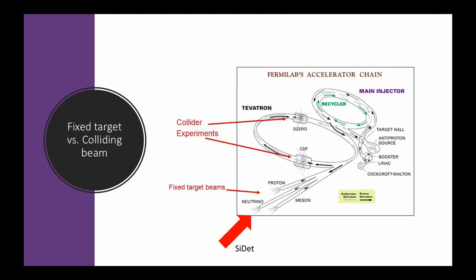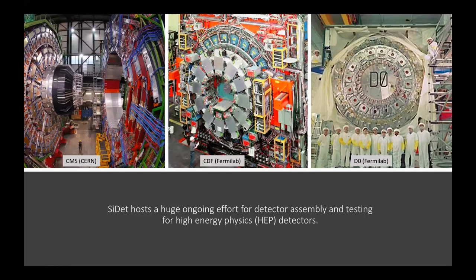So that's when the colliding beam era started, and there wasn't as much emphasis on fixed target beams. There are still a couple of fixed target beams, but not like in the early days. So SciDET was used a lot to build detectors that comprise D0, which was one of the colliding beam detectors, and CDF, the Collider Detector Facility, which was the other large colliding beam detector. Here are some pictures of those older experiments, CDF and D0 at Fermilab, which are no longer operating.